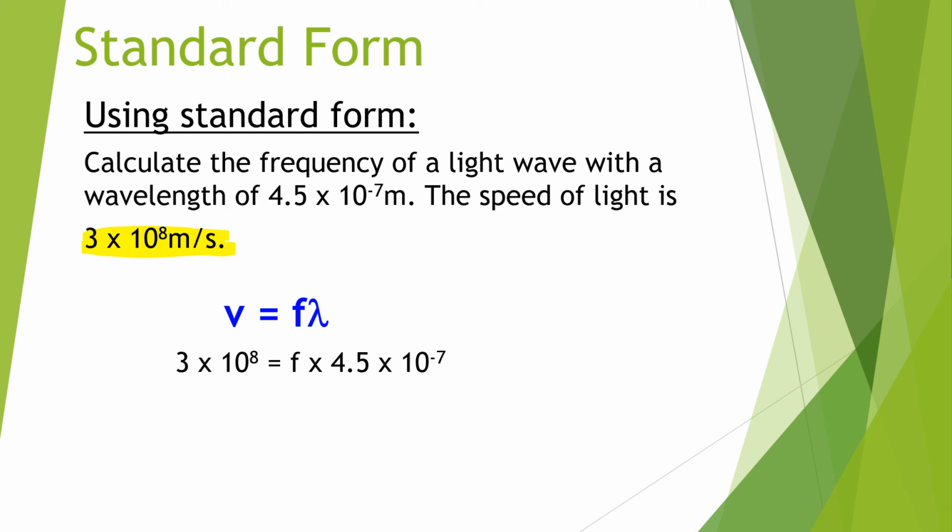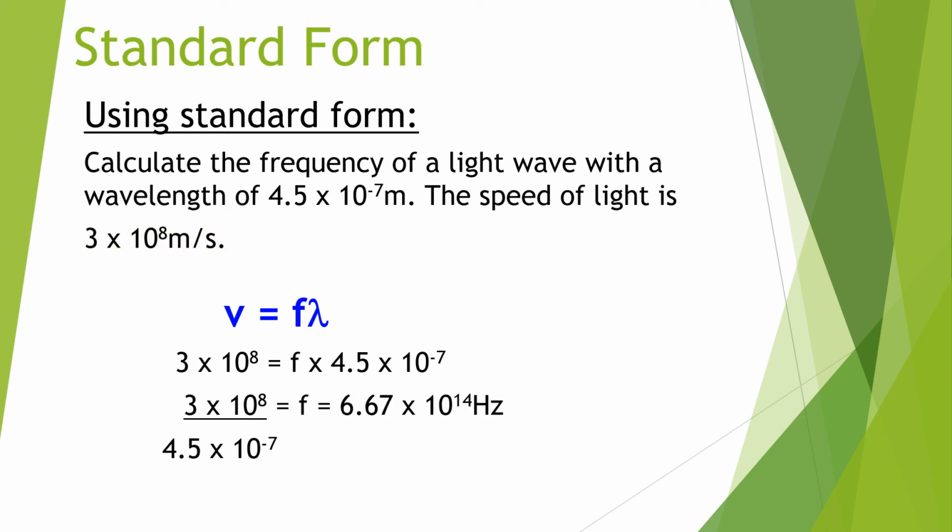So we're going to use the wave equation, v equals f lambda, so wave speed equals frequency times wavelength. And I've put the numbers in underneath already. So I've got v is 3 times 10 to the 8, lambda I've put in as 4.5 times 10 to the minus 7, and we don't know the frequency at the moment.